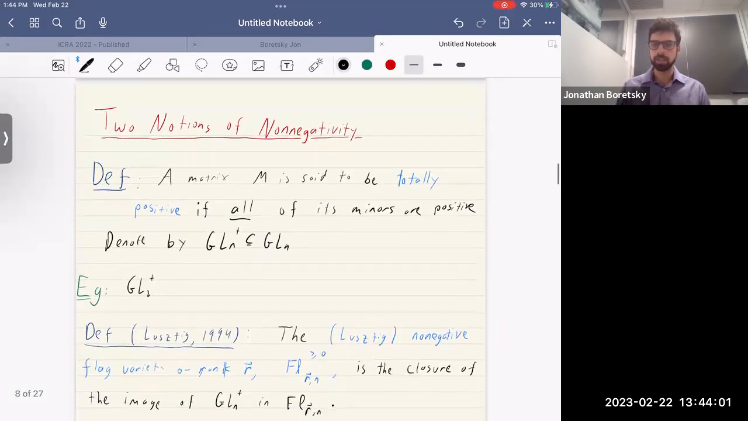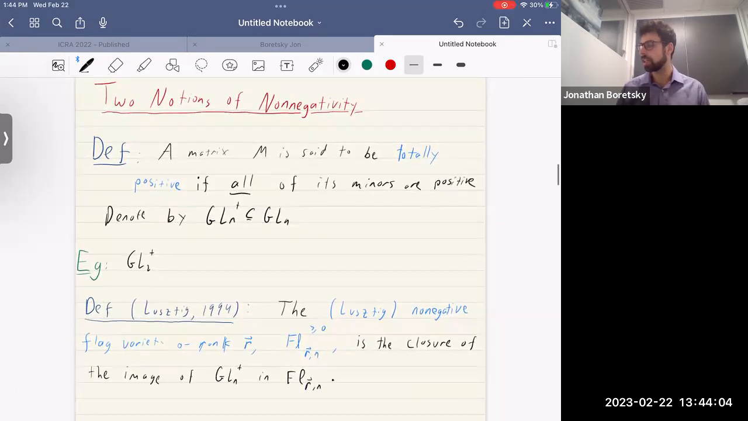All right. So now I want to tell you about the non-negative flag variety. But I need to tell you about two different notions of non-negativity. So we're going to have two different versions of this space. And we'll say the matrix M is totally positive if all of its minors are positive. And we'll denote the subspace of such matrices by GL_n^+.